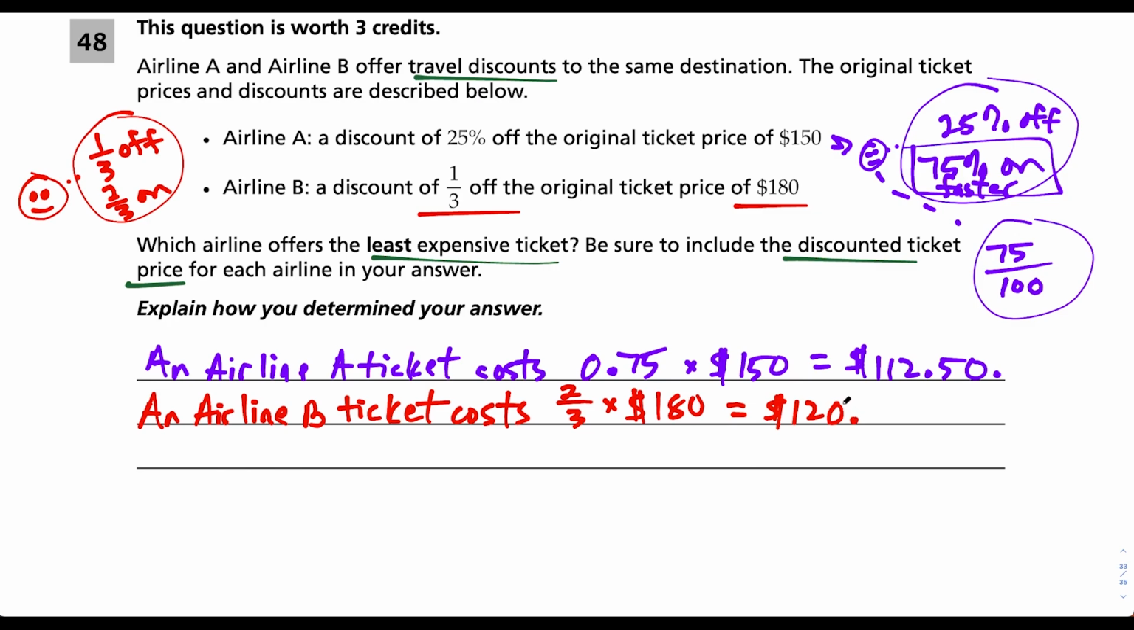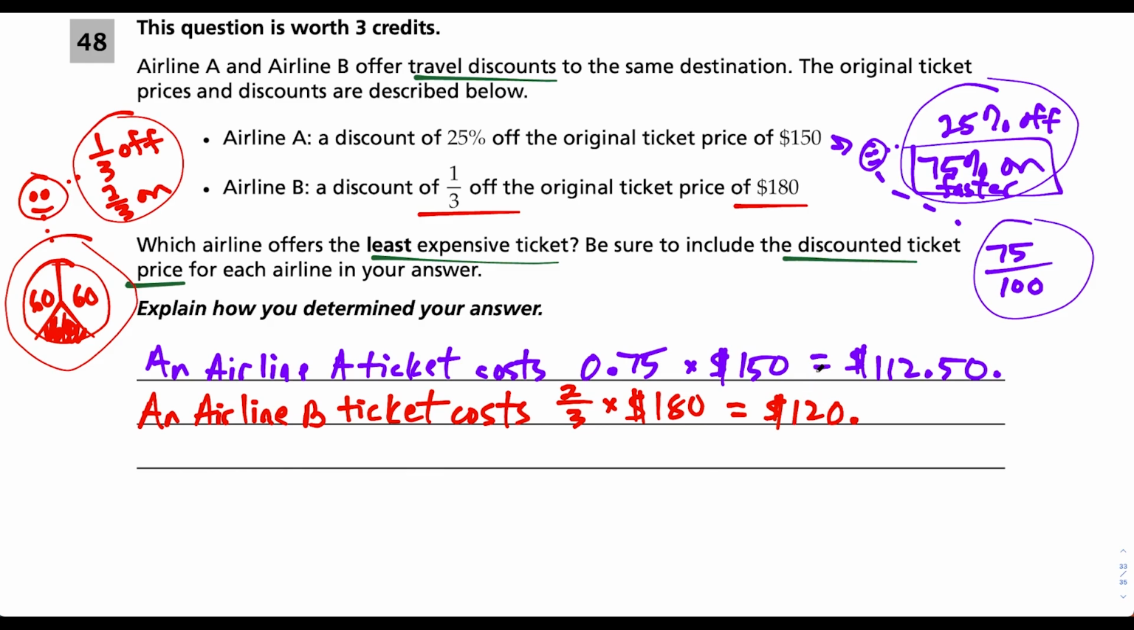And one thing to note here is right away I could see that Airline A is the least expensive ticket. But if this didn't make a whole lot of sense, another way to visualize this is if you look at a diagram here of the fraction, and I'm going to cut this entire circle here into thirds, and I look at the total price is 180, and I label all of these as 60. Notice that these are equal parts here, and 60 plus 60 plus 60 is 180. If I take 1/3 off, you see how I'm left with 60 plus 60, which is 120. So that's just another way to visualize why the discounted price is 120.